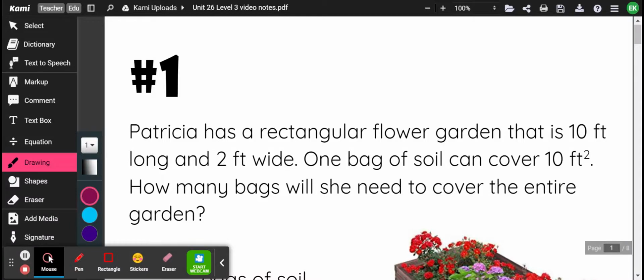So I want to go over some of the problems from the activity that we did today, just so you can see the work to go along with how to do them.